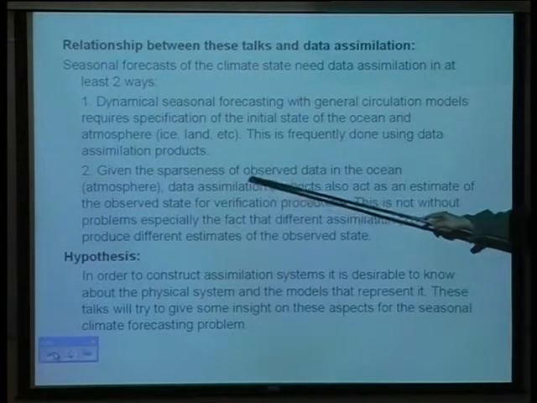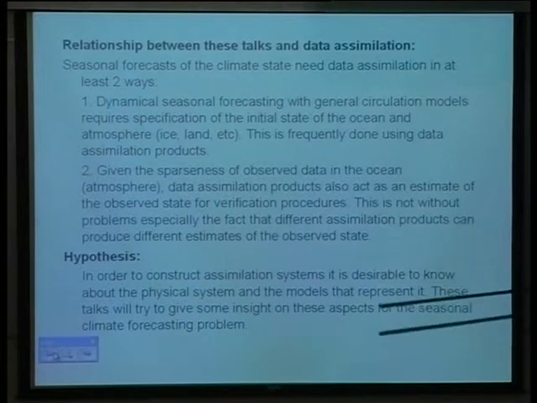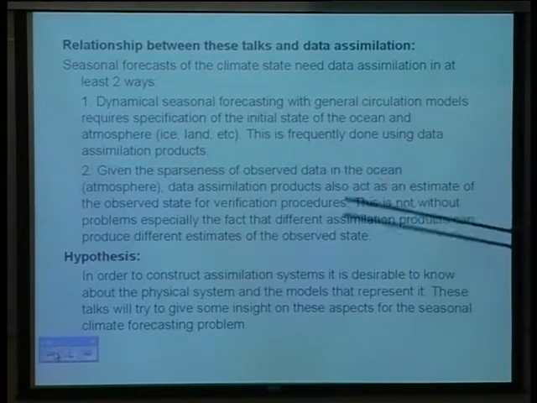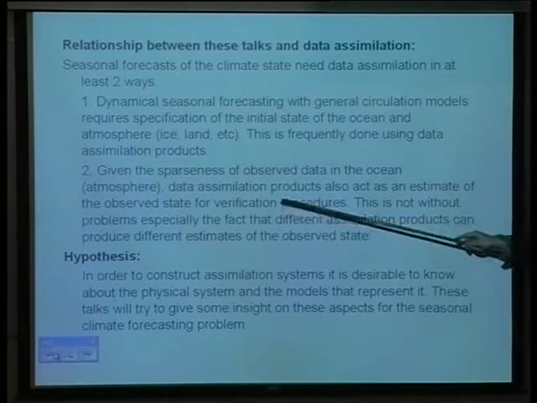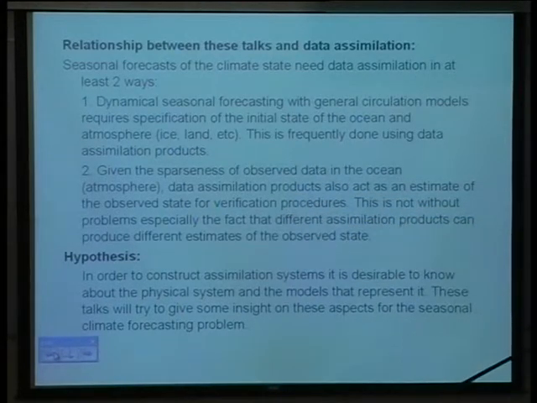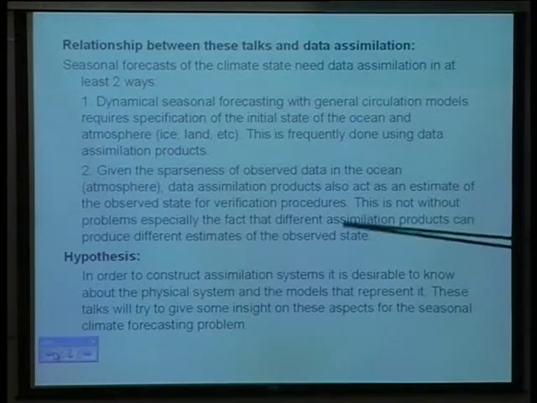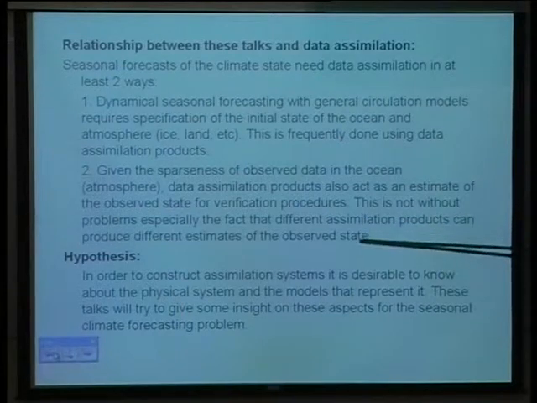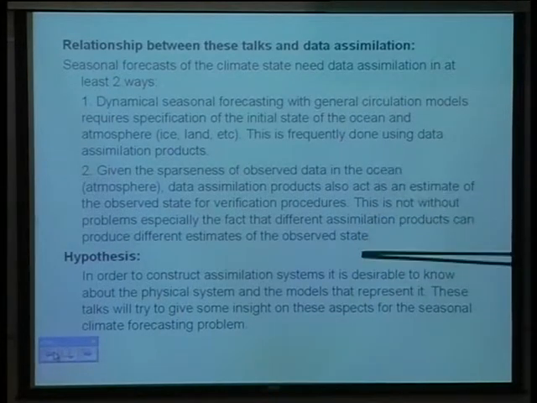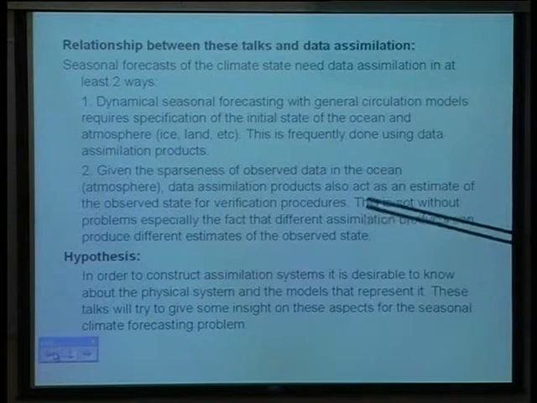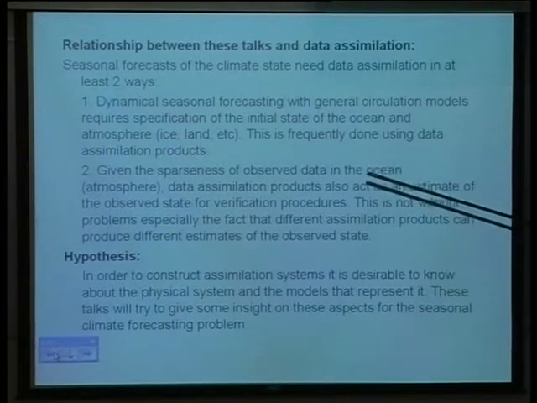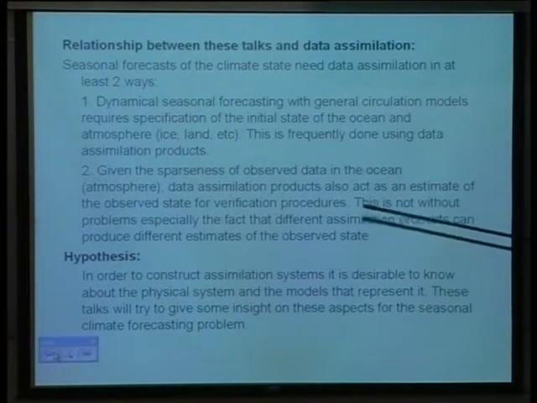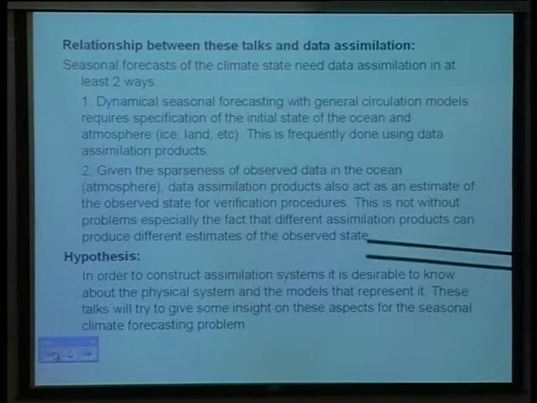The other thing is that, given the sparseness of the observed data in the ocean, not so much the atmosphere, although in some parts of the tropics it's true, the data assimilation system acts as an estimate of the observed state to verify your solutions. Of course, that's not without problems, because different data assimilation products give very different answers in some places, especially in the presence of sparse data. I'll show that, and that's becoming especially important in the decadal forecasting problem, for things like temperature at 500 meters and salinity at 500 meters, where there's essentially maybe one or two observations a year.